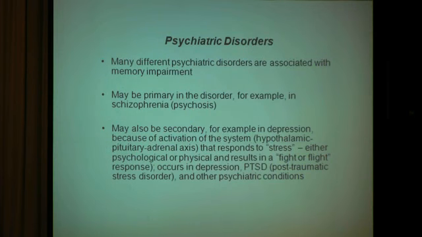Psychiatric disorders. Now, this is something that I think a lot of the lay public don't know, and that is many different psychiatric disorders are associated with memory impairment. So we used to think that this was just because people's brains were busy processing information in some other way or whatever, and that's why they have memory loss. We don't think that's true anymore. So we think that it is associated with damage in the brain that is the result of the psychiatric disorder. It can be primary in the disorder, and I'm going to talk about that.